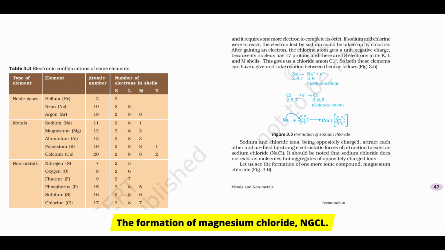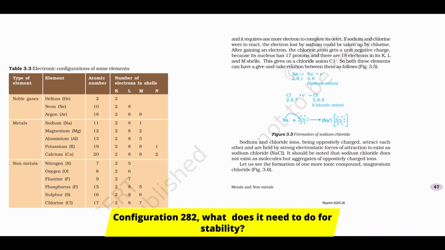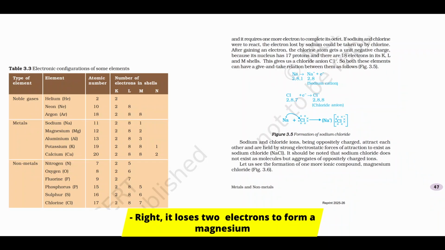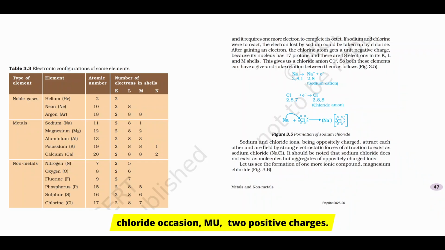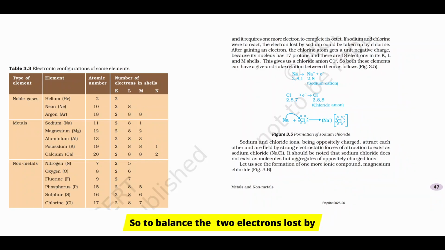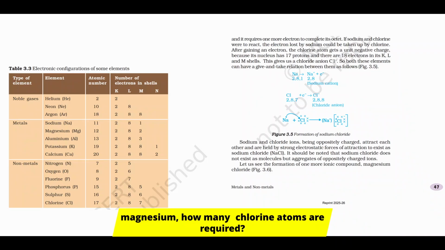The formation of magnesium chloride, MgCl2. Magnesium, Mg, atomic number 12, configuration 2, 8, 2. What does it need to do for stability? Lose 2 electrons to get to 2, 8. Right, it loses 2 electrons to form a magnesium cation, Mg2+, with 2 positive charges. Chlorine, as we just discussed, needs only 1 electron, Cl-. So to balance the 2 electrons lost by magnesium, how many chlorine atoms are required?